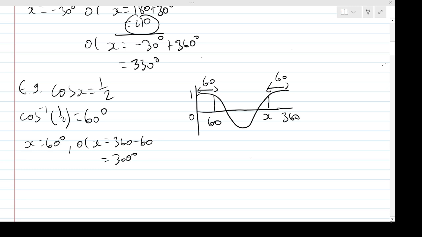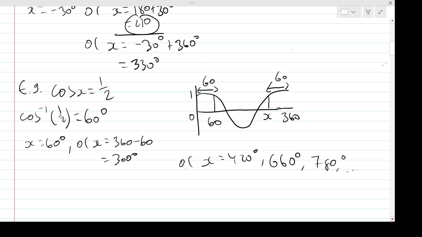To find more solutions, right, if we were to continue the graph on, we'd get two more solutions there. If we were to find more solutions, we just need to add 360 to these two numbers, right? So then x would be 60 add 360, which would be 420. 300 add 360, that'd be 660. 420 add 360 would be 780. And then so on, right? We'll keep adding 360 to every number in this list to get more solutions.